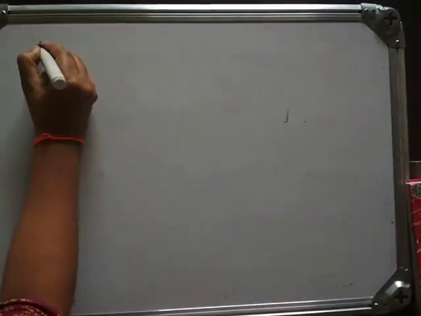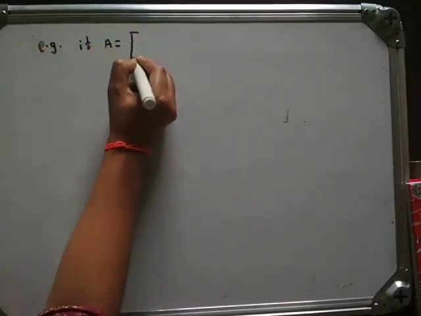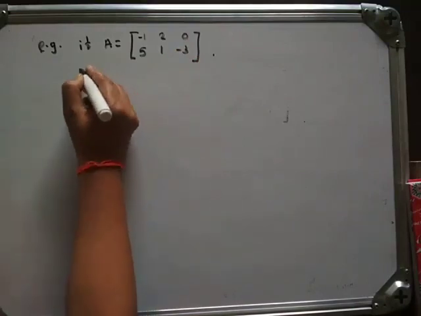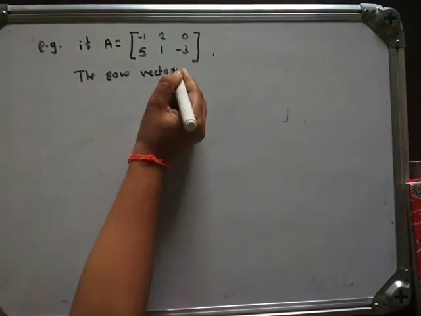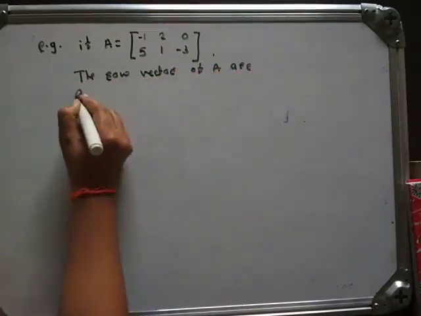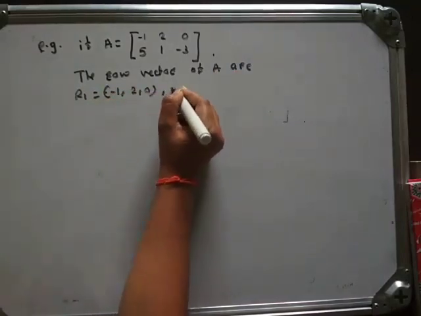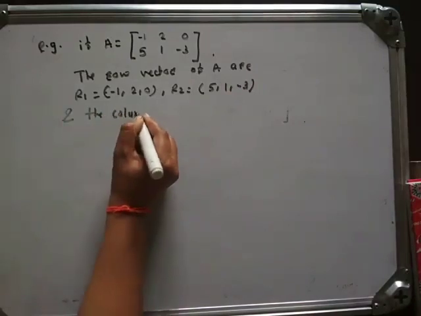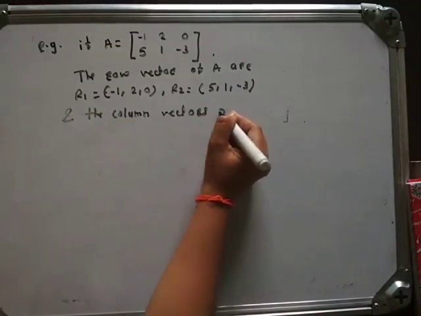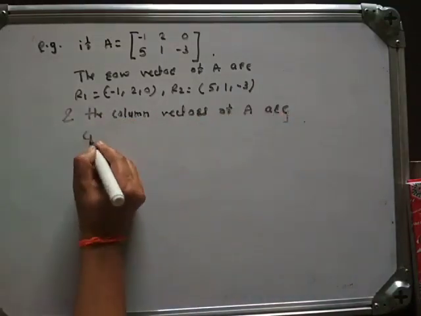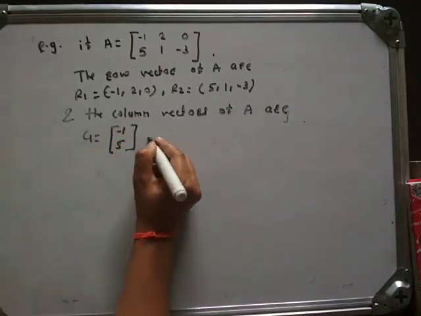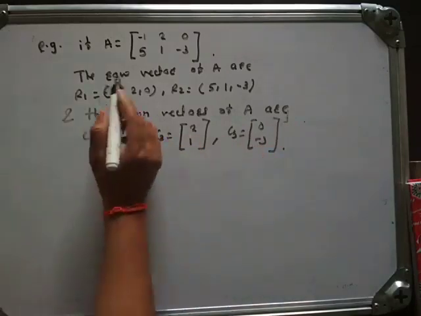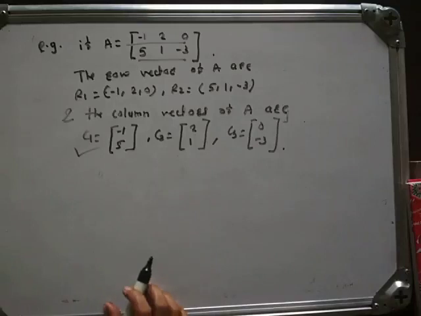For example, if A equals the matrix with rows -1 2 0 and 5 1 -3, the row vectors of A are R1 equals the vector (-1, 2, 0) and R2 equals the vector (5, 1, -3), and the column vectors of A are C1 equals the vector (-1, 5), C2 equals the vector (2, 1), C3 equals the vector (0, -3). These are the row vectors and these are the column vectors.